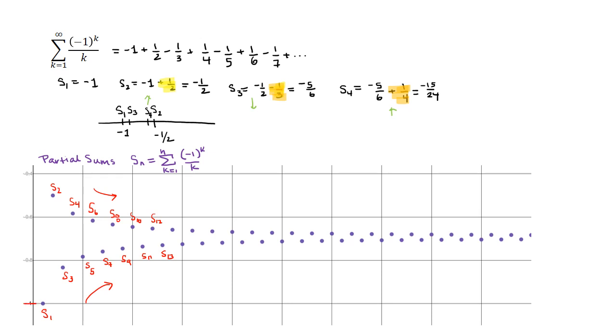Another way to think about this is plotting S1, S2, and so on, marking off where these values live. We can see that these are bopping ever closer to what appears to be some single value, going up and down, and it looks like we're going to end up being squashed towards some limit. Okay. It appears that this series converges.